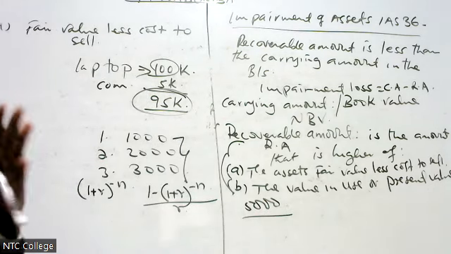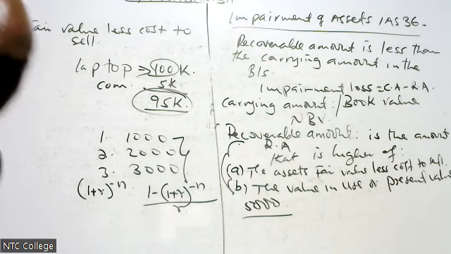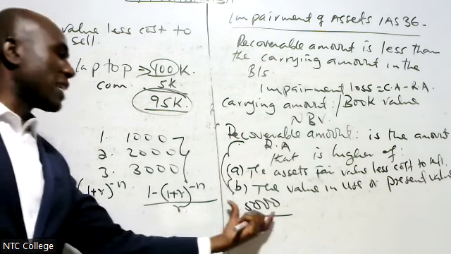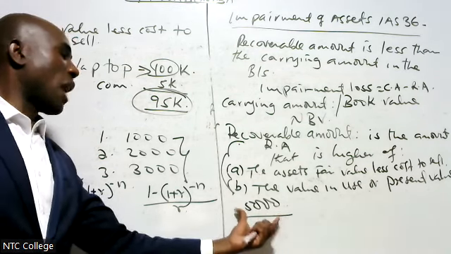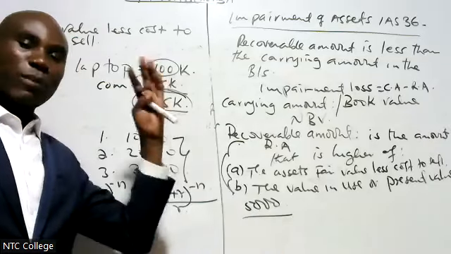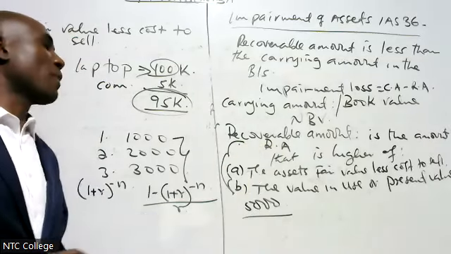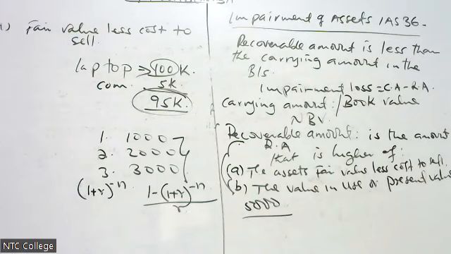Therefore, if I want to know the present value of this asset, what will I do? I will discount this 5 million, the disposal value in 5 years' time, to get what we call the present value.